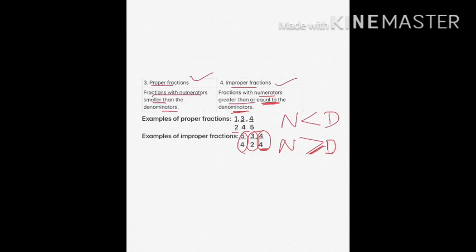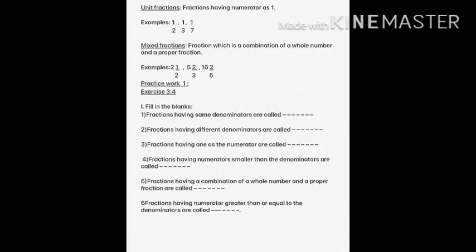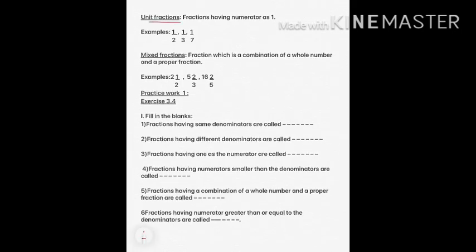Alright students, let's get to the last two types of fractions. First is unit fraction. Fractions having numerator as 1. All the fractions with numerator 1 are called unit fractions. Examples are 1 upon 2. You can see the numerator is 1. This is the numerator, and then the denominator. You can see all the numerators are 1. 1 upon 3, 1 upon 7. All these are unit fractions.